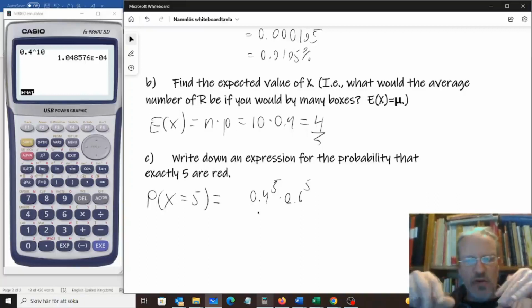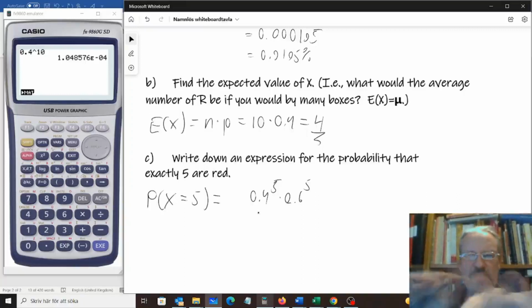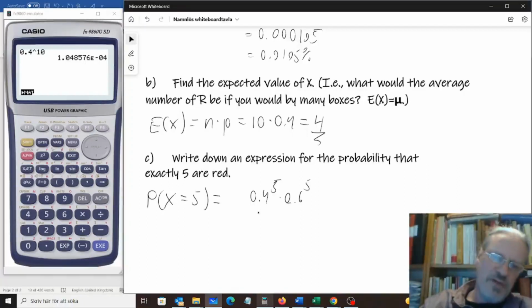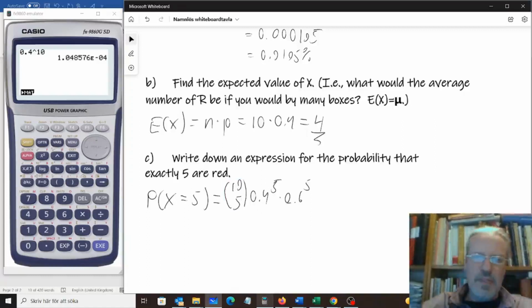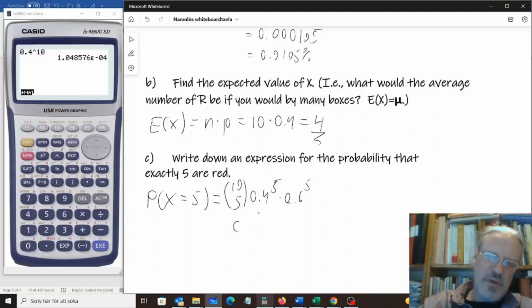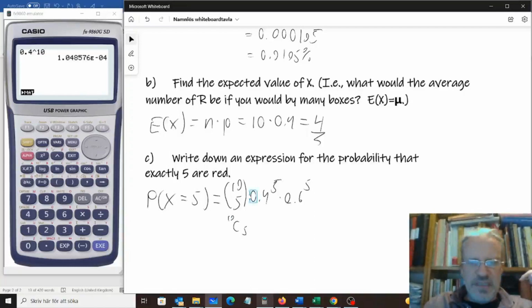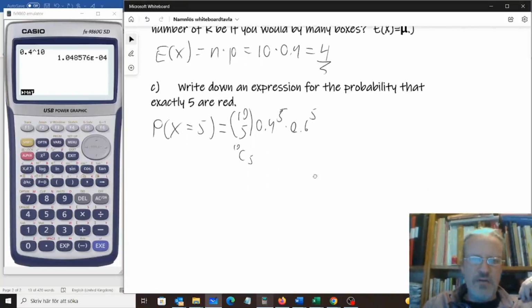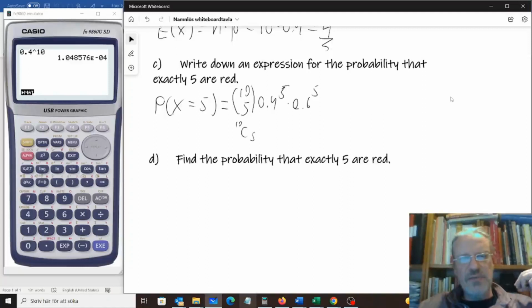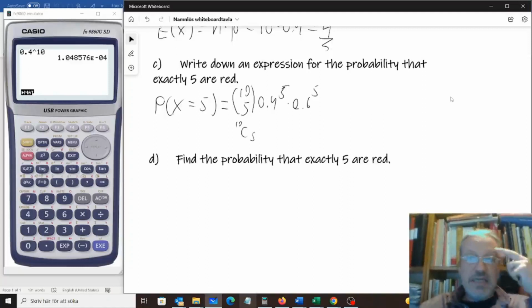But this is not the only way you could have these 10 things mixed up in different ways. In other words, we want to figure out how many ways from the 10 could you choose 5 of them. So from 10 choose 5. That could also be written as 10 choose 5, means the same thing. And since this should be a paper 2 question, so calculator allowed, we shouldn't even try to calculate this by hand, because the next question could be find the probability that exactly 5 are red.